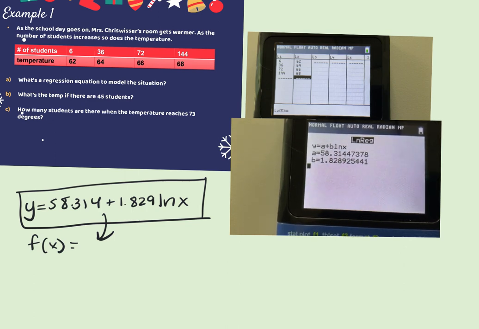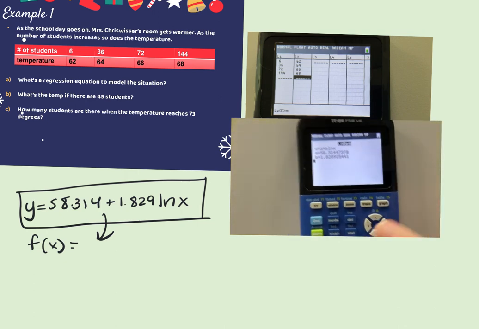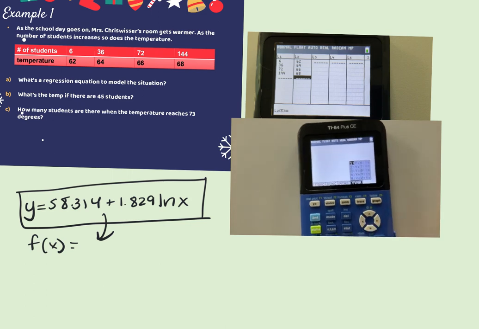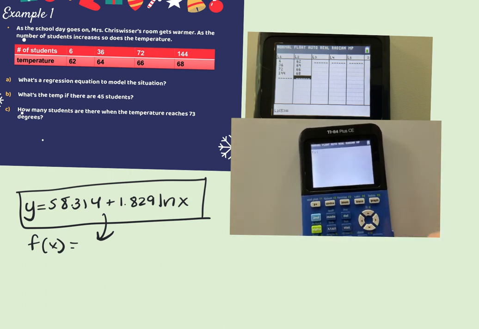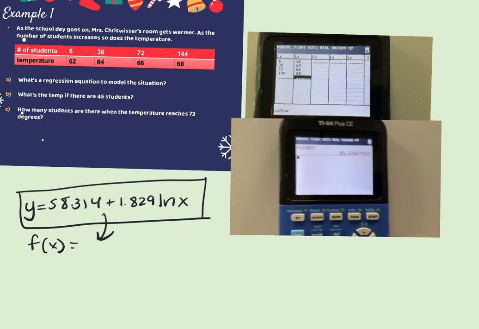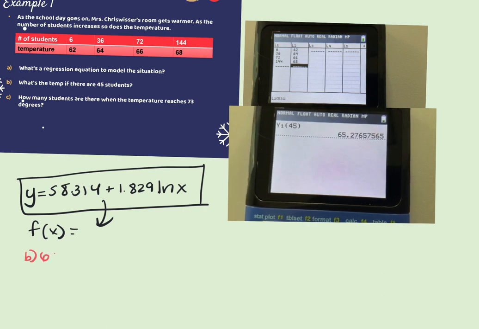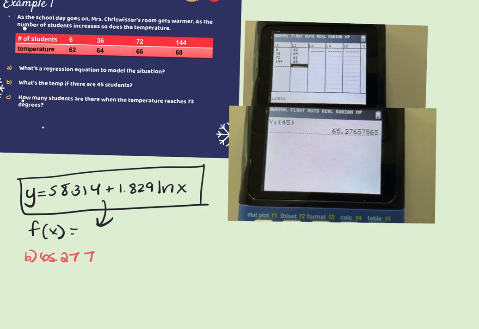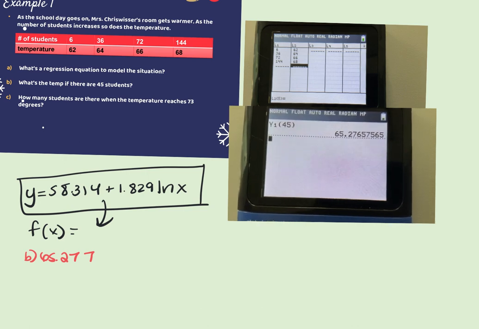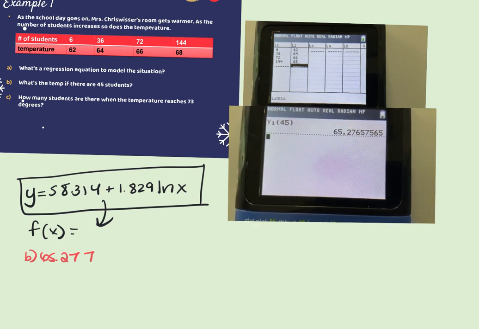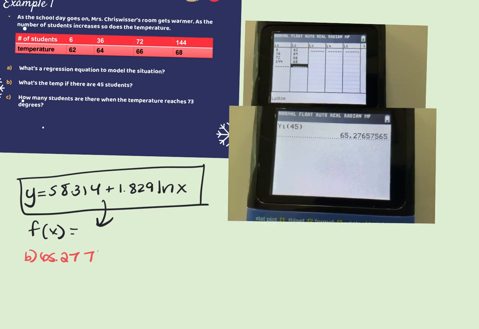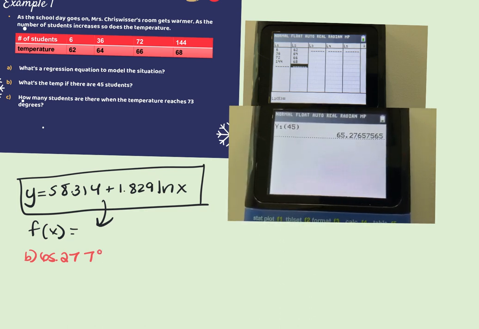Okay, then B says, what's the temperature if there are 45 students? So what do I do with 45? Students is what? The X or the Y? The X. So go Y1 and 45. And I get 65.277. Can a temperature have a decimal? Sure. So this would be in degrees. I would keep it if it wanted the unit.